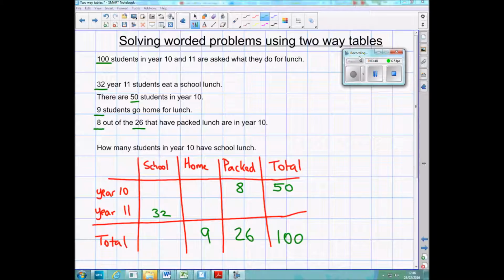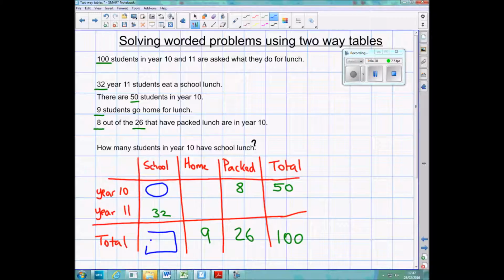Now, I'm going to complete the two-way table just like I did in the last section. But the good thing about this question is it's not asking me to complete the entire table. Instead, it's asked me a specific question. How many students in year 10 have school lunch? With a question mark there. Well, it should. So what I'm looking for is this number here. So if I can just fill in the table and get that number, I don't need to fill in any other ones. And what I'd really like is to have the total for school down here.